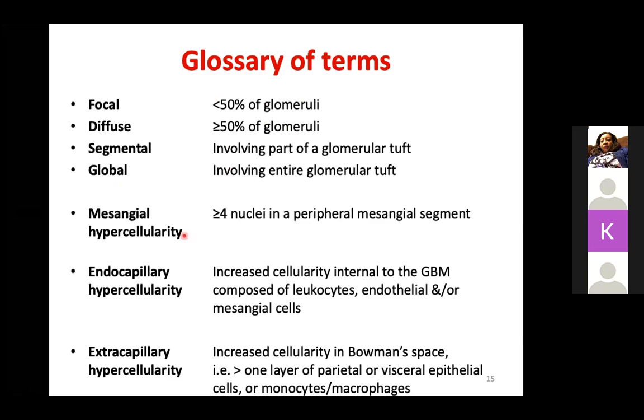Then to call it mesangial hypercellularity, as I mentioned, more than 4 nuclei in that mesangial region is what we call mesangial hypercellularity.